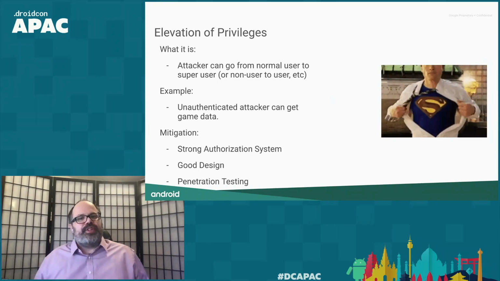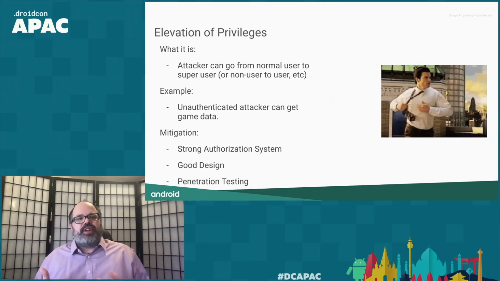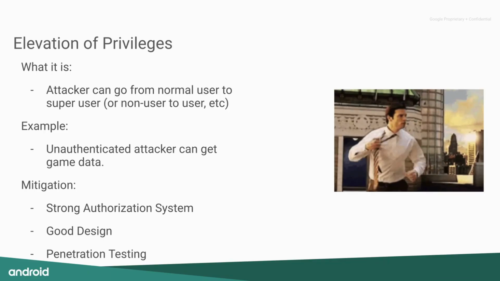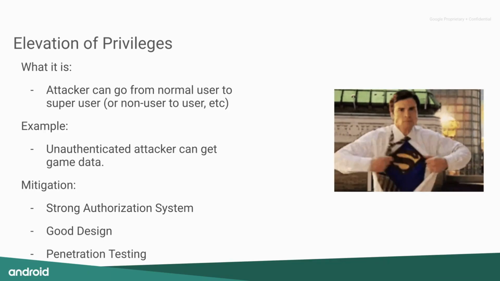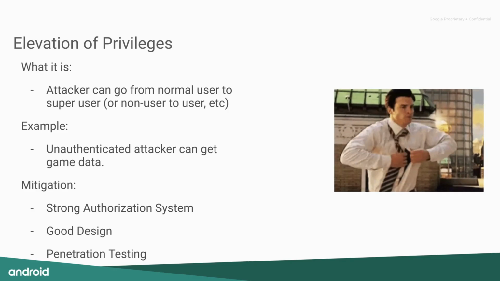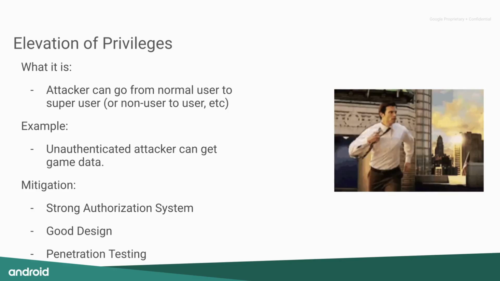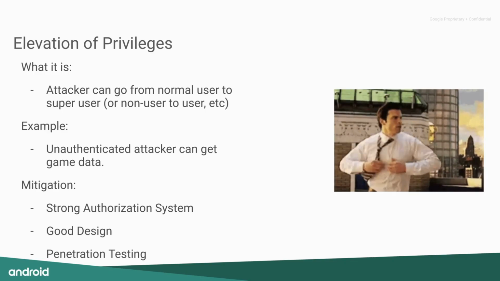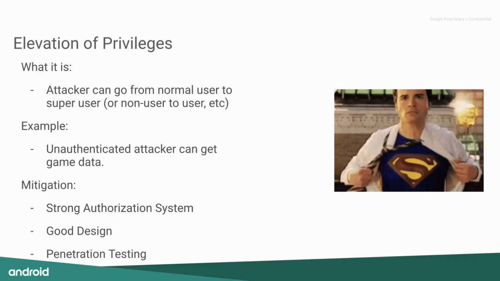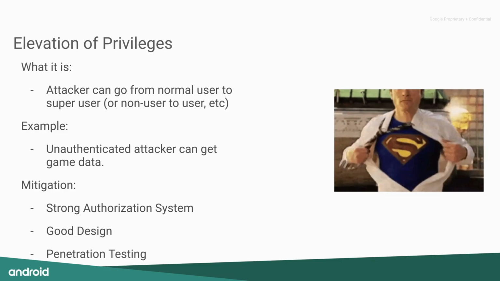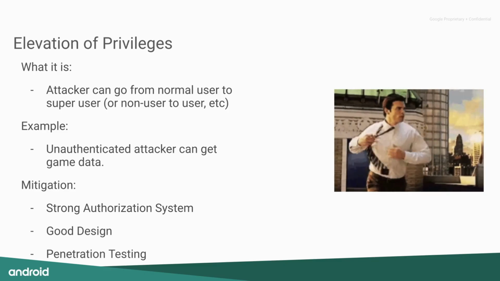Finally, elevation of privileges. This is when an attacker can go from an unauthenticated user to a regular user, or from a regular user account to a super user account, or actually, I guess you could go from an unauthenticated user to a super user account, which would be really, really terrible. But in our example, this would be if an unauthenticated user could get access to the game data, which they shouldn't be able to. The way you prevent this is with a strong authorization system and a good design. And again, testing.